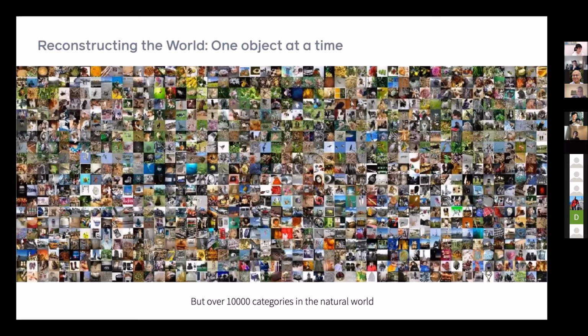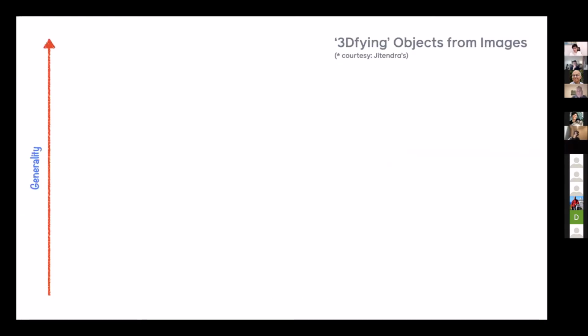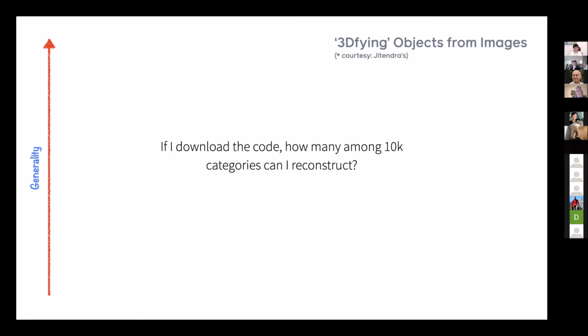And so with this in mind, that we really want to build approaches that eventually work on these tens of thousands of object categories, I want to very briefly paint the landscape of the 3D reconstruction approaches that we have developed over the decades. And to borrow Jitendra's term, this is a landscape of approaches that aim to 3D-fy objects from images. The axis that I was talking about was this generality, which is, how many categories of these objects can a particular approach reconstruct? So for example, if I were to just go and download the code that the authors have provided, how many among the tens of thousands of object categories, let's say from ImageNet 10K, will I be able to reconstruct?